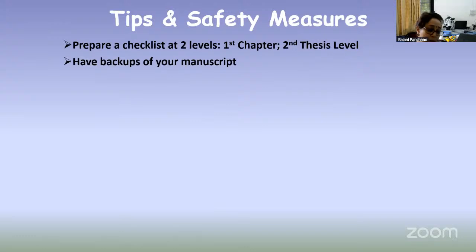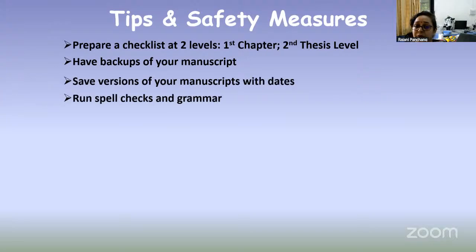Have backups of your manuscript. Whenever you're saving a chapter, if it is finalized, write the date in the title. Let us say you finished chapter 1 on 30th of July. It will help you. By default, the day you have to submit, something goes wrong with your computer. So keep having pen drives, hard drives, save it in cloud, save it in your email, have backups of your manuscript.